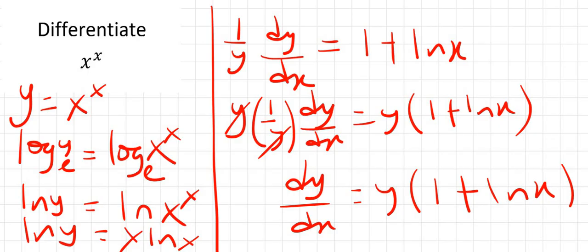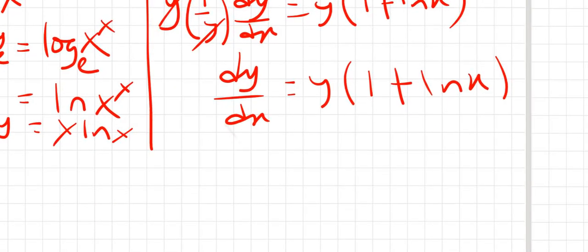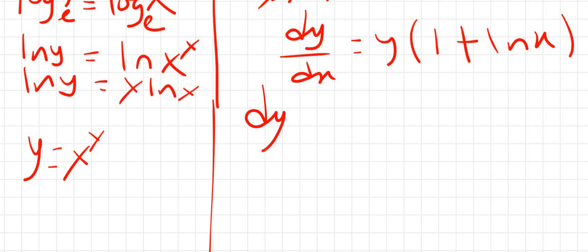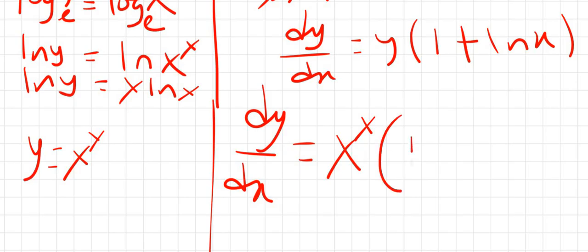I need to write my final answer in terms of x, which implies I need to get rid of this. And I represented y with x to the power of x. So let me clean this side and write my final answer. Don't forget from the beginning, I said y is equal to x to the power of x. So if I'm writing my final derivative, dy/dx is equal to x to the power of x, open bracket, 1 plus ln x.